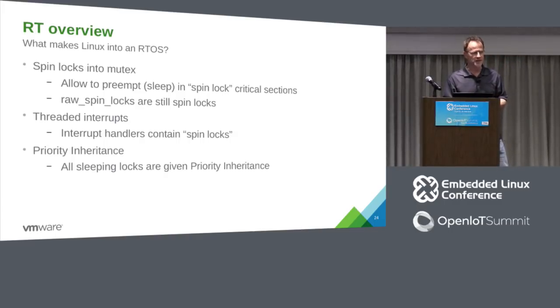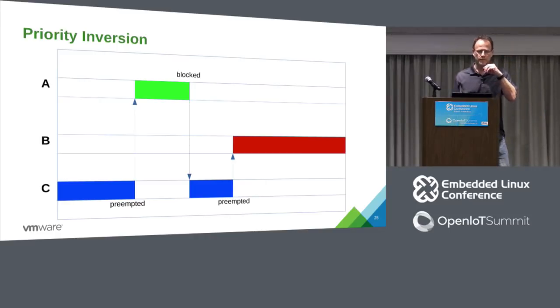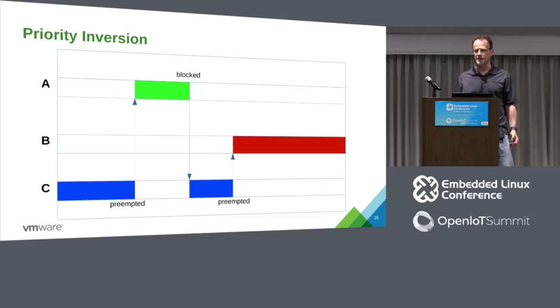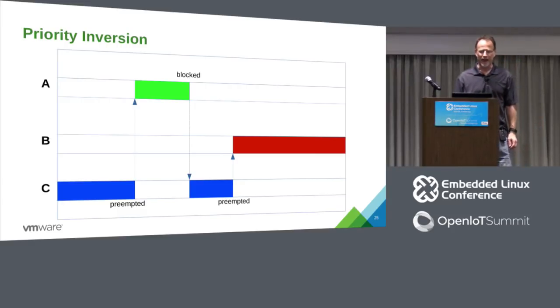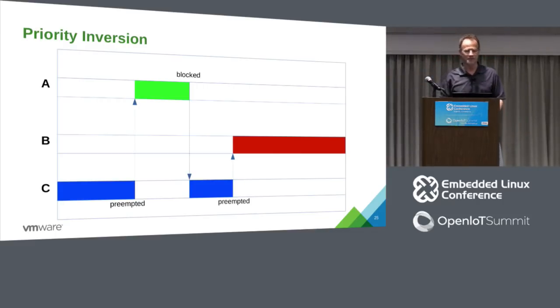Priority inheritance is there. So sleeping locks will get the same priority inheritance that futexes have today. So here's my, I always have to throw this slide in. I think I threw this slide in back in 2007 when I gave my talk at the Ottawa Linux Symposium about understanding the real-time patch. And I just love this slide, so I have to reuse it in all my talks about real-time. Who here is uncomfortable about what priority inversion is? Okay, you all know. So, can I skip it?